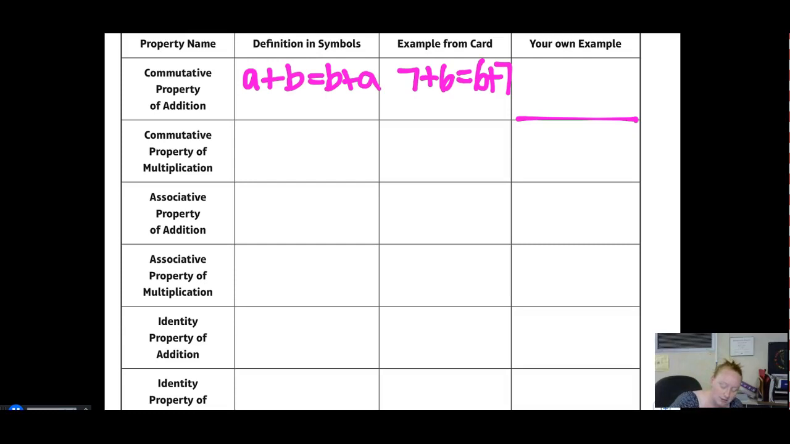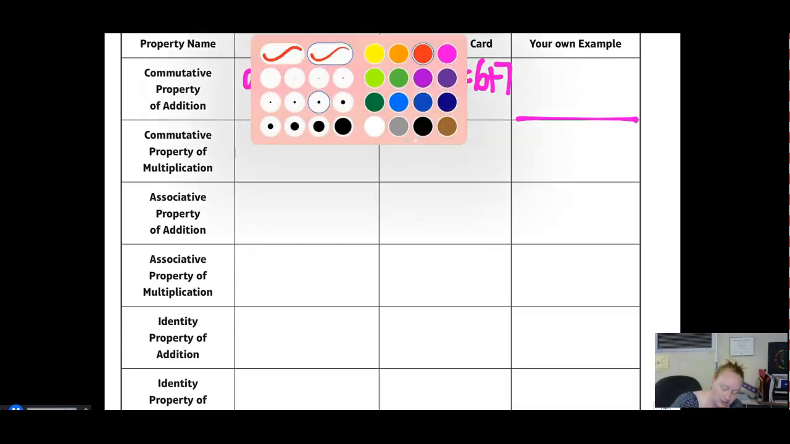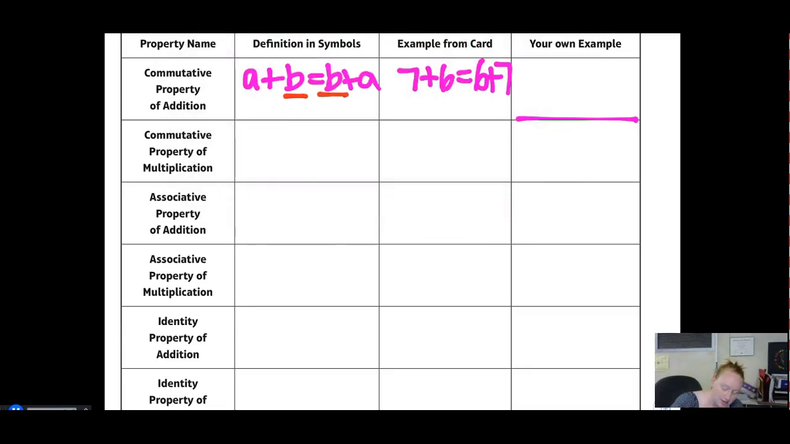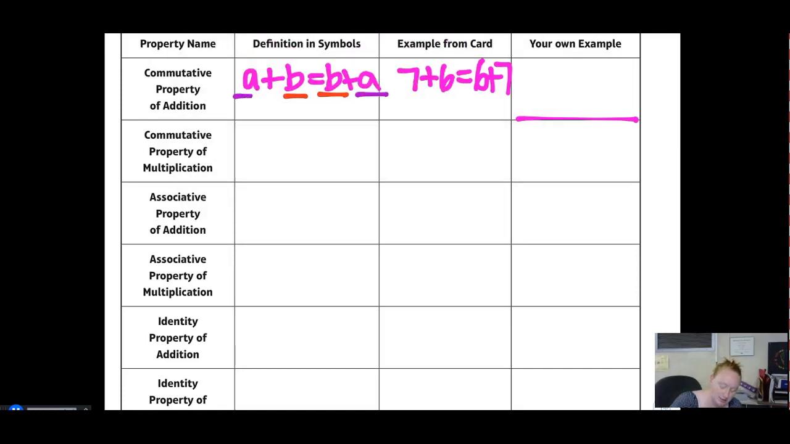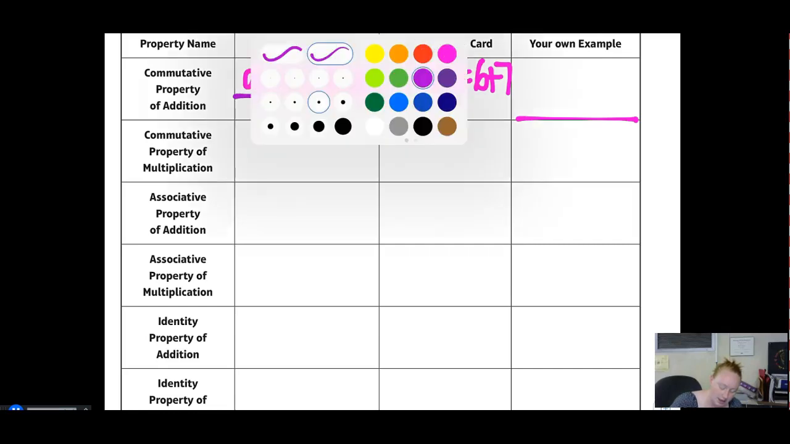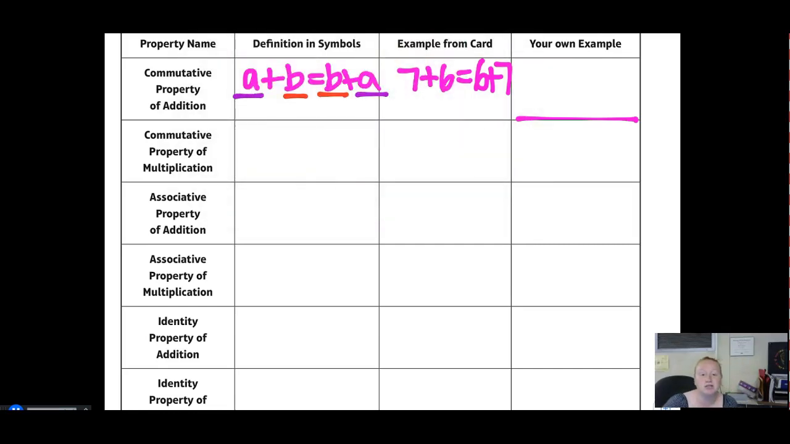Okay? The reason why this is commutative of addition is because you can see that B switched places. The A switched places. And so that switching is called commuting. And then the reason why it's of addition is because it's got the addition signs.